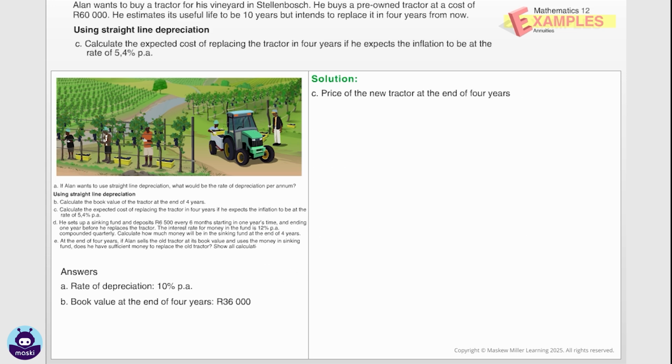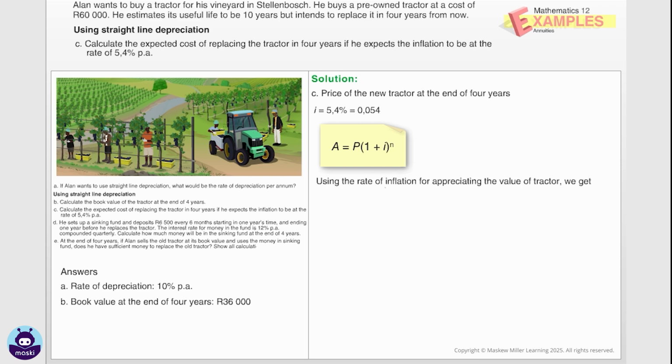We have been given the rate of inflation, which is the average increase in price of tractor each year. We can use the compound growth formula for calculating the price of the tractor at the end of 4 years. Using the rate of inflation for appreciating the value of tractor, we get. Therefore, the cost of replacing the tractor will be 74,048 rand and 6 cents.